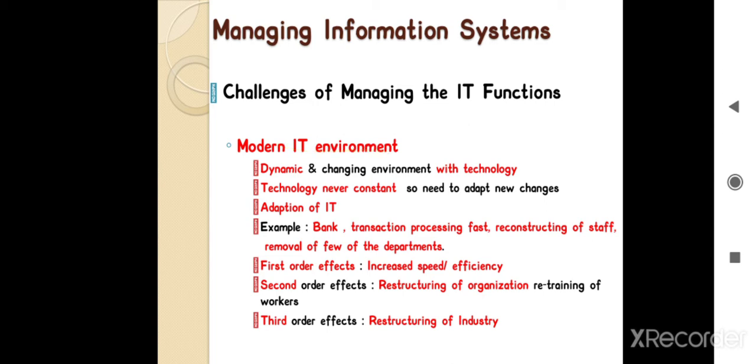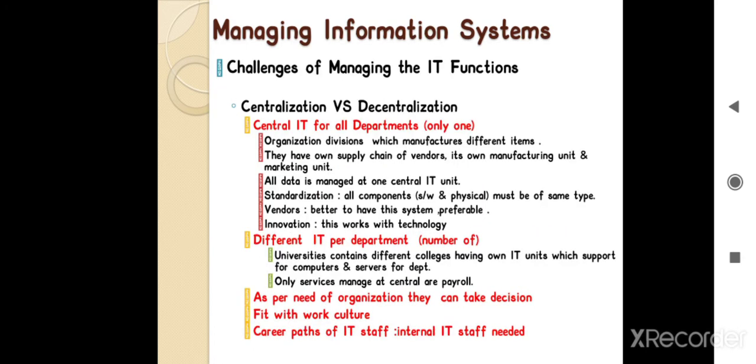As we have already seen, it is dynamic, means what? We have to change according to technology. Let us start with the second challenge of managing the IT function, that is centralization versus decentralization. Firstly, we have to check whether a centralized system is to be adopted or whether it is a decentralized system. So central IT for all the departments means what? There is only one single MIS which can handle all the departments within that particular organization, and opposite to that we can say a decentralized system.